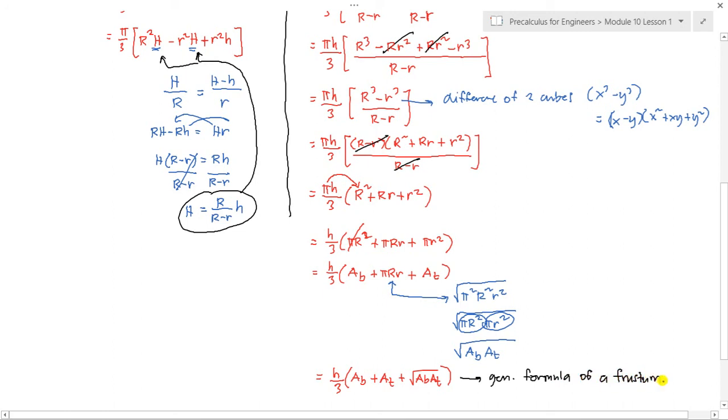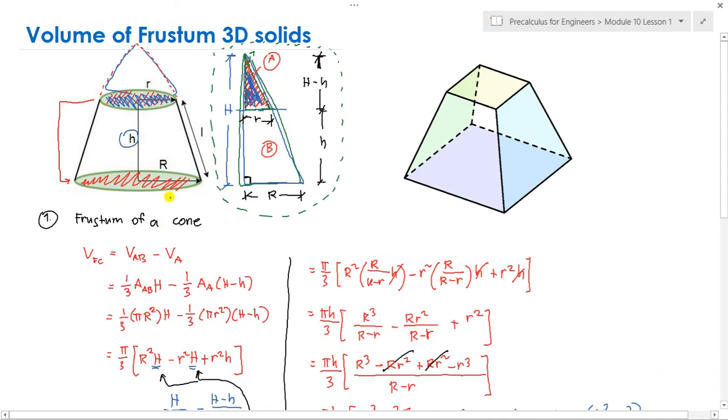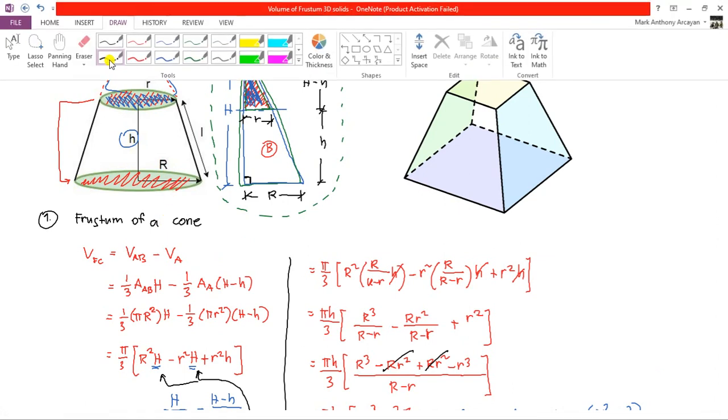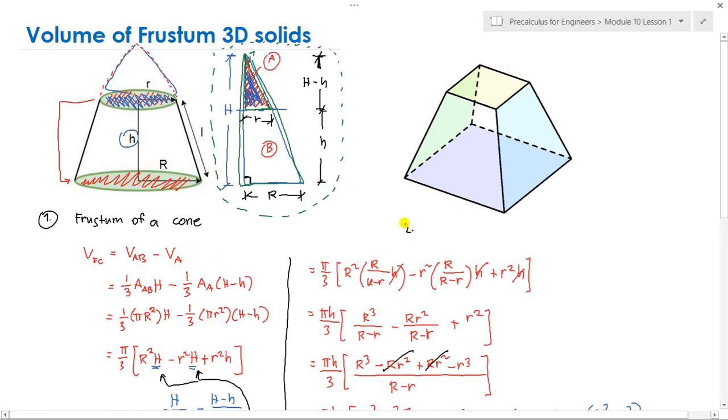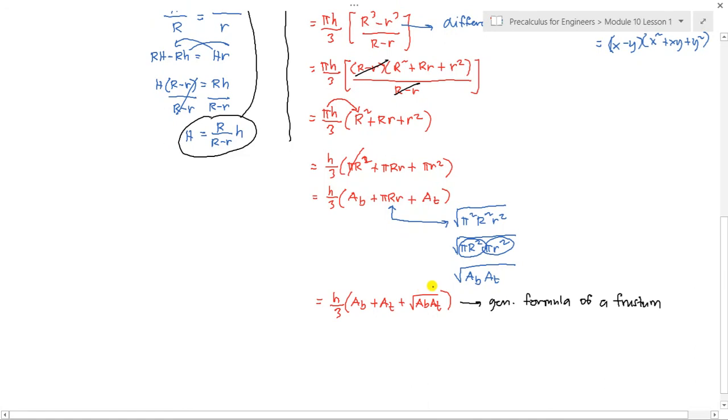So, in our example, I will show you two frustums. We have a frustum of a cone, and the second one is a frustum of a pyramid. Now, for a frustum of a pyramid, the volume is still the same as this general formula. That is height over 3.